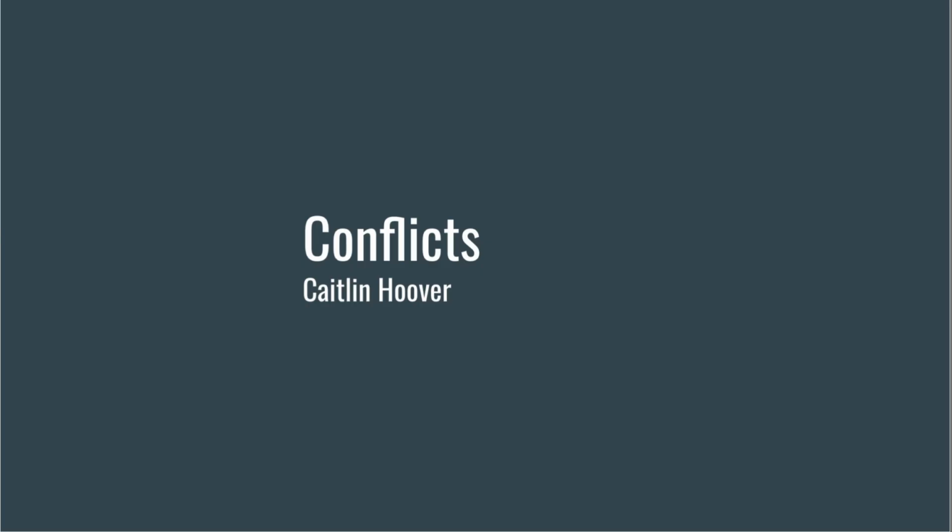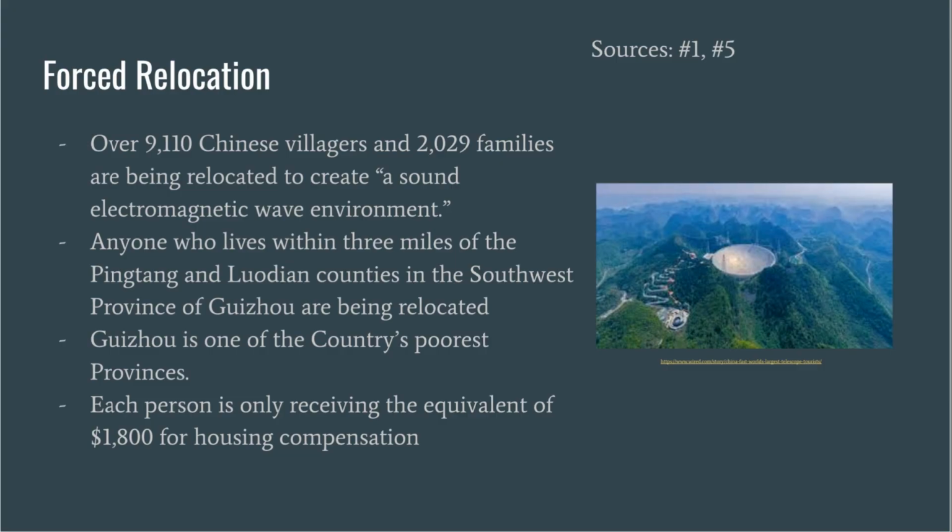Hi, I'm Caitlin Hoover, and I'm going to be talking about the conflicts in regards to the FAST telescope in China. FAST, the world's largest single-dish radio telescope, required China to create what they call a sound electromagnetic wave environment. To achieve this, the government relocated more than 9,100 villagers and over 2,000 families living within a 3-mile radius of the site in Pingtang and Luodian counties.